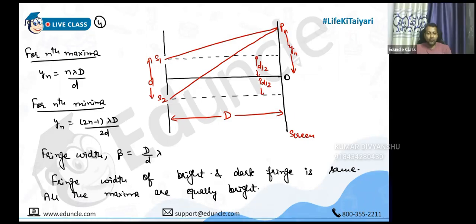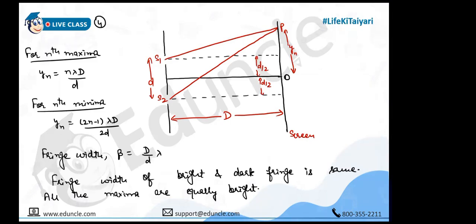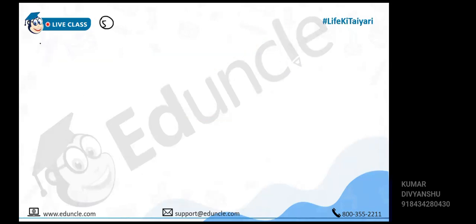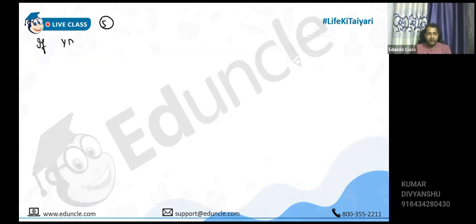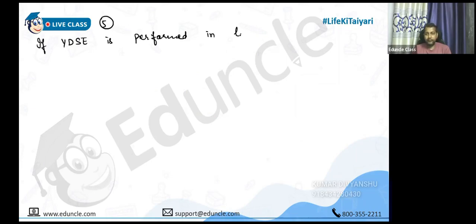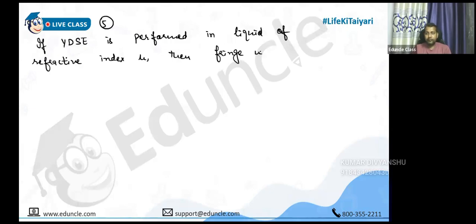Now what happens if we perform this double slit experiment in some kind of liquid? What will be the change? If Young's double slit experiment is performed in a liquid, okay, clear?